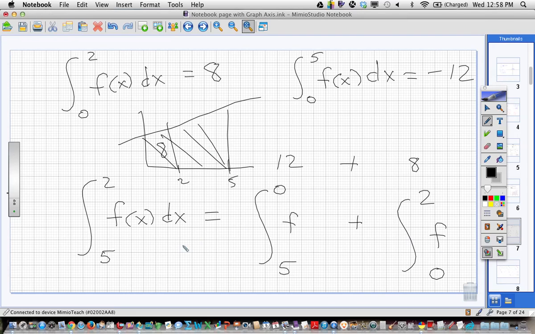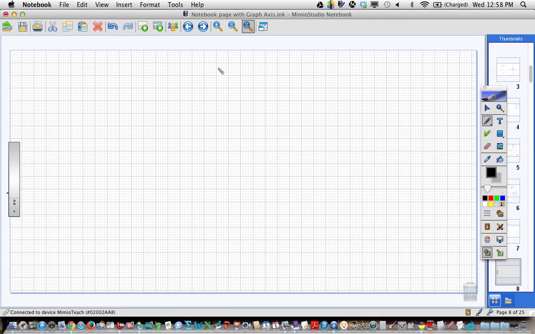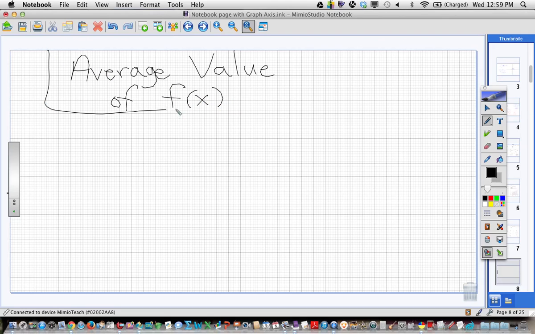All right, now the last thing is a brand new formula here that you want to write down. And this is called the average value of f of x. We're going to have a formula for what we're going to call the average value of the function f of x.